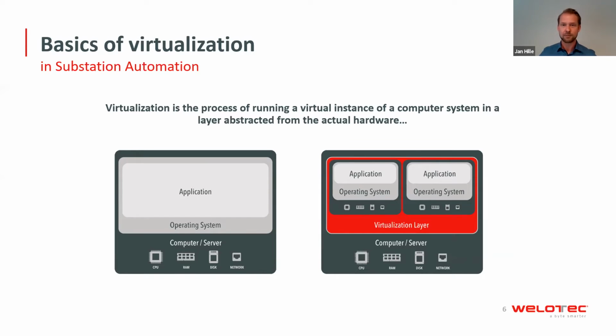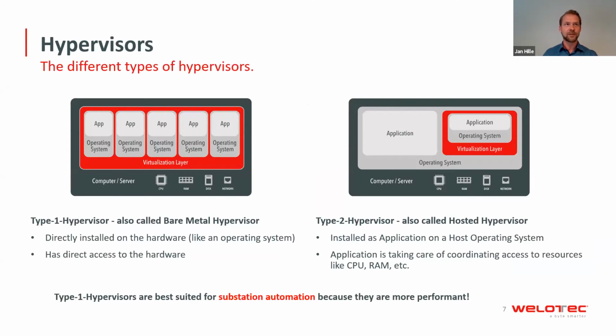Next slide, please. Now let's have a look at the different types of hypervisors. We already saw we need this kind of hypervisor to build up these smaller virtual computer instances on top of the hardware. And in fact, there are two main different types of hypervisors. The type 1 hypervisor, which is also called bare metal hypervisor, you see it on the left side, and the type 2 hypervisor, which is called hosted hypervisor.